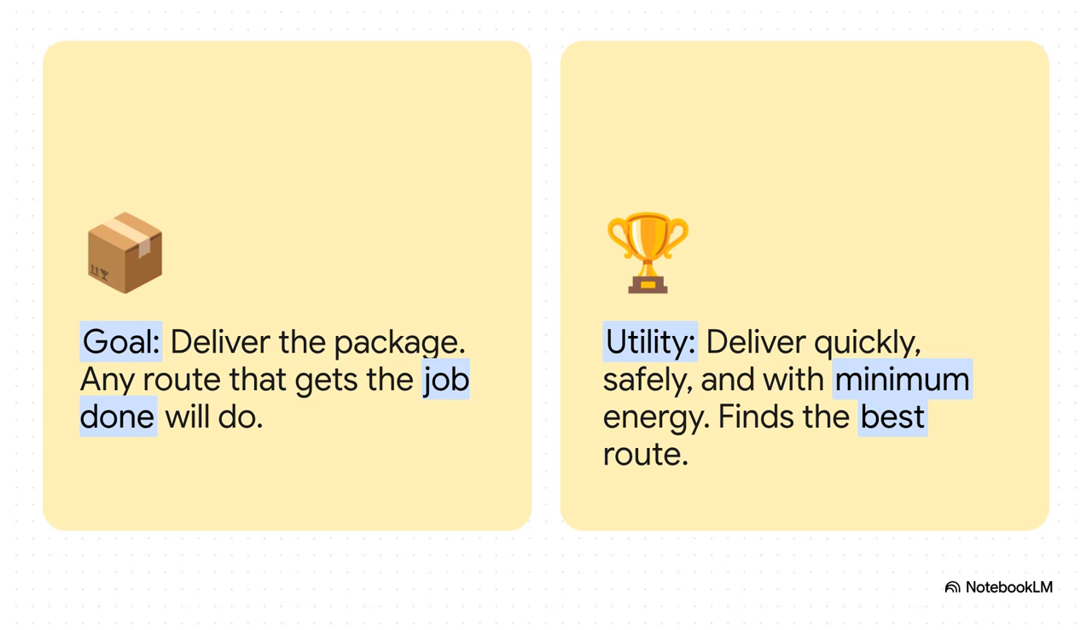Let's look at the drone example. A goal-based drone, its goal is just deliver the package. Any old route will do, as long as it gets there. But a utility-based drone, now that's an optimizer. It's weighing everything, speed, safety, how much battery it'll use, to find the absolute best route with the highest happiness score. It doesn't want just any delivery, it wants the perfect delivery.